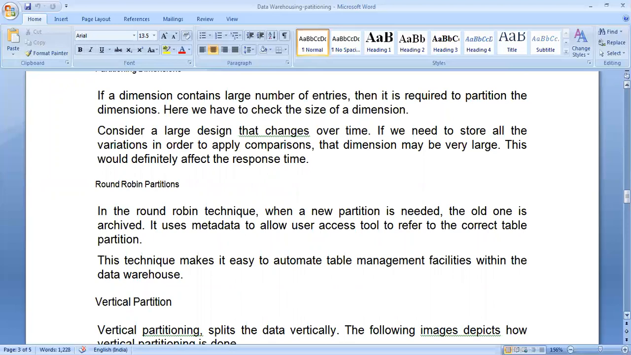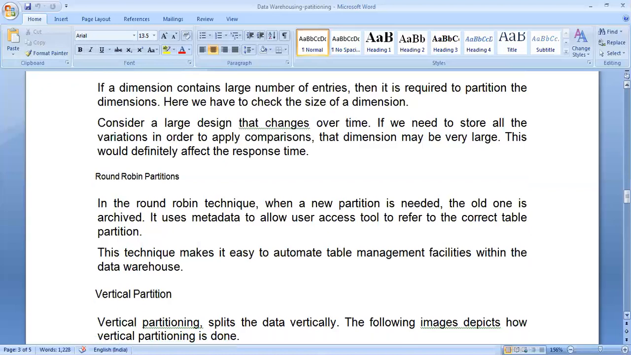In the round robin technique, when a new partition is needed, the old one is archived. It uses metadata to allow user access to refer to the correct table partition. Depending upon the user's request, we put the old one into the archive and put the data as per the current query into the current view. So this technique makes it easy to automate the table management facilities within the data warehouse.